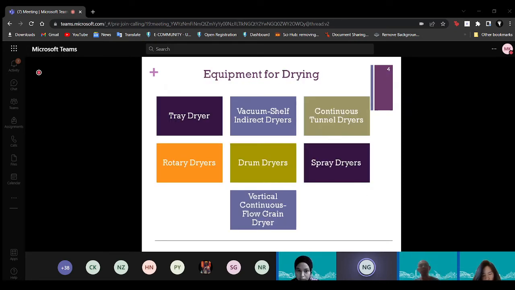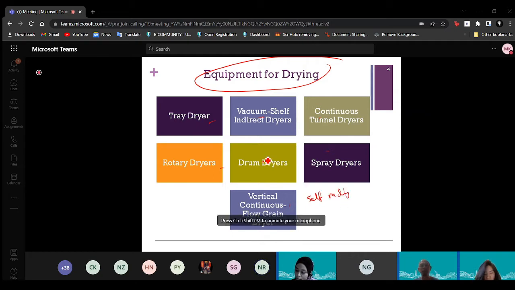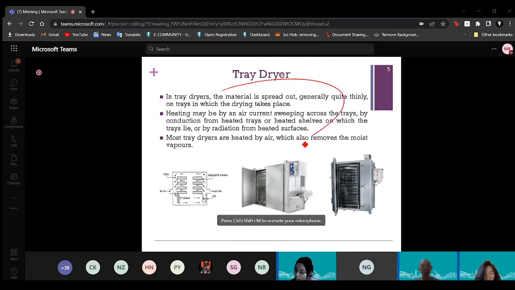Of course, the equipment I will leave to you to study on your own. This is the equipment of drying. It's not limited to these 1, 2, 3, 4, 5, 6, 7, but you can have more than that. This is just some of them. So this is self-reading. You need to find additional information on your own beyond what you already have in the slide. And if you don't understand how it functions, next week we can discuss this equipment of drying.